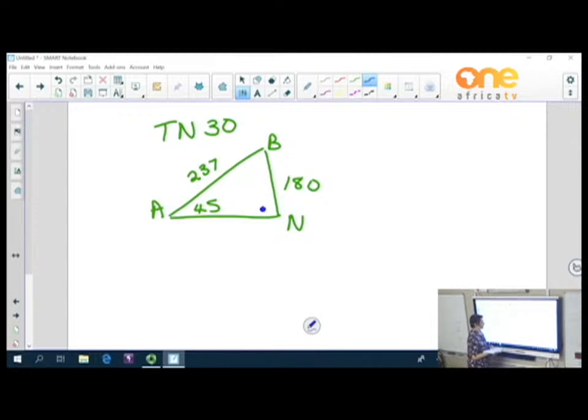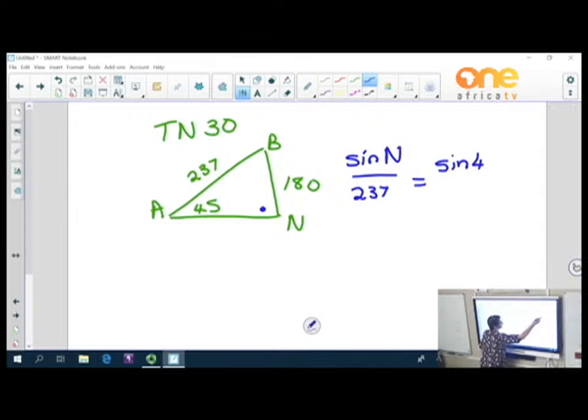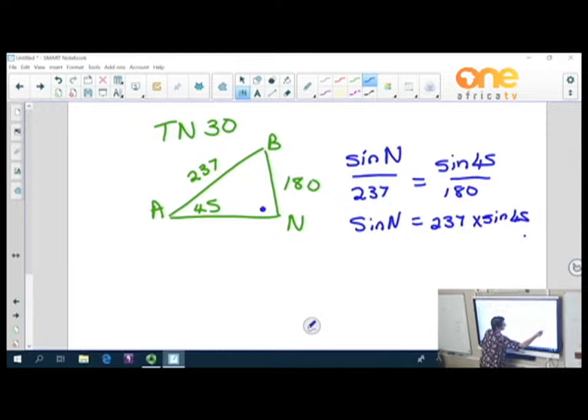Can I use the sine rule? Yes, because you have opposite sides and opposite angles. So sine N over 237 is equal to sine 45 over 180. So to find that angle, sine N is then 237 times sine 45 divided by 180. Second function sine, because you want that angle, and my angle is 68.6 degrees.